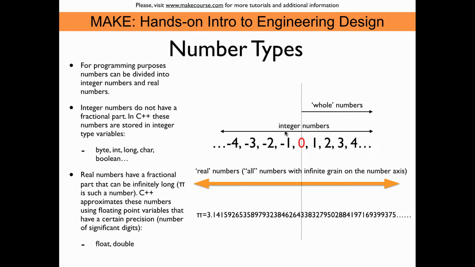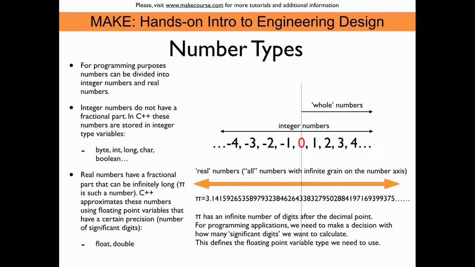Now, integer numbers, on the other hand, they are whole numbers, and when we talk about integer numbers, we usually mean numbers that go from minus infinity to plus infinity, including the zero, in whole number steps. Now, if you just refer to whole numbers, that typically means we're going from zero on to positive infinity.